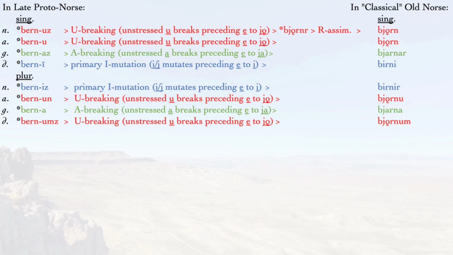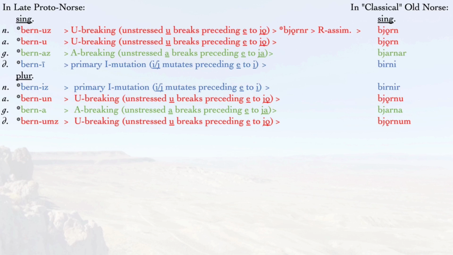So notice we've got that ending that we associate more with feminines for the genitive singular, -ar. And since that doesn't have a u in it, the u-mutation is going to be reversed. And you're going to have bjarnar rather than bjǫrnar. Then we've got dative singular birni.